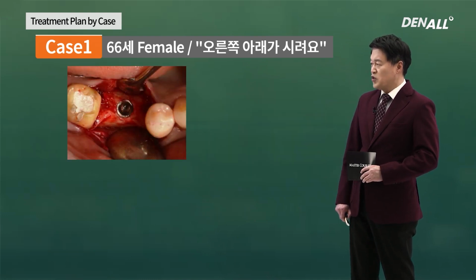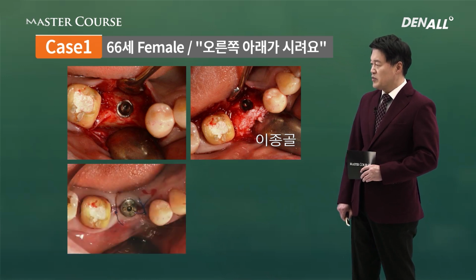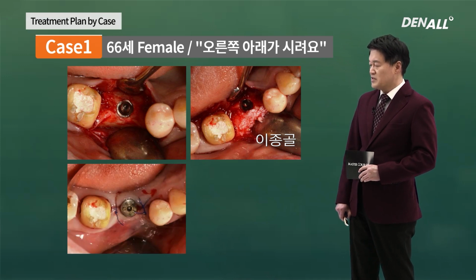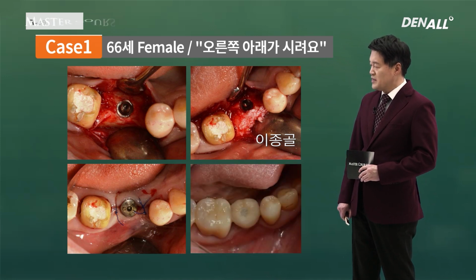Finally, the fixture drill was used and placement depth was adjusted, and as you can see, the fixture was not exposed buccally, but there was very little bone left. For implant stability, GBR was conducted. The healing abutment was connected immediately. Non-submerged GBR, in other words, transmucosal GBR was conducted, and the prosthesis was completed.